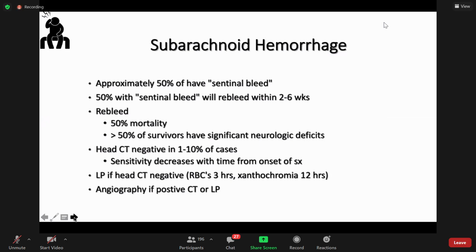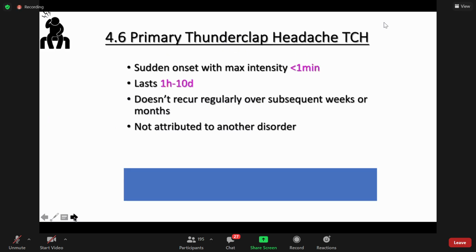Head CT is negative in a few cases, and the sensitivity decreases if time has passed since the headache, because the blood will get mixed with the CSF and lose its density.